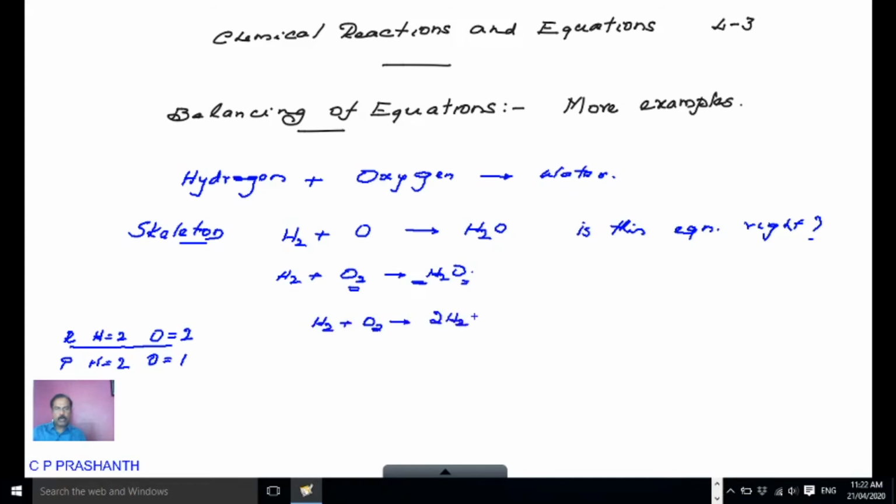We will put coefficient 2 in front of the product H2O. Now you can see the water molecules are balanced. The number of oxygen atoms are balanced, but see the number of hydrogen atoms. So we have to make the number of hydrogen atoms 4 on the left hand side. So we will put a 2 in front of H2. So it will become 2H2 plus O2 gives 2H2O.